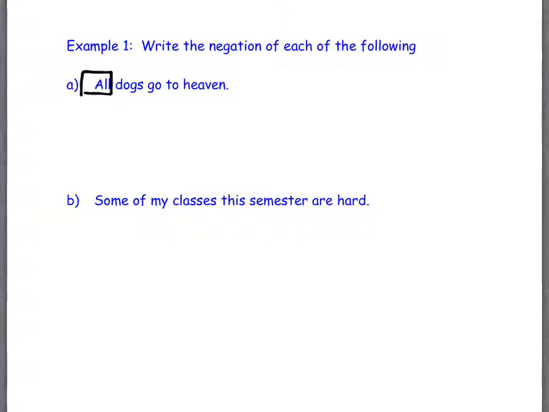I like the word some because it's the easiest one to write because it only requires 4 letters. I like that one. It's quick. Some. Okay, so the universal turned into an existential. And then I have to take the next part and I have to reverse it. This says the dogs go to heaven. What's the opposite of that? They don't go to heaven. So some dogs don't go to heaven.